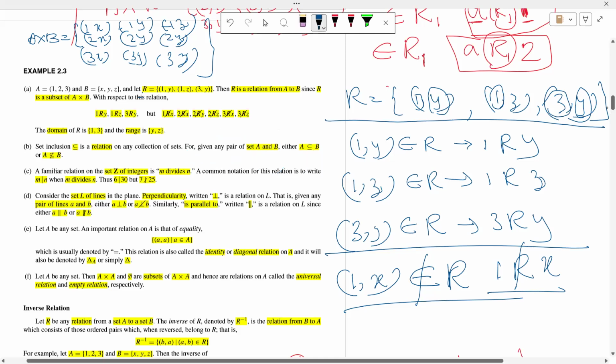Okay, the next thing. Yeah, this is the subset mark, right? So subset is also a relation. They are telling us subset is also a relation. They are giving different examples for relations, right?